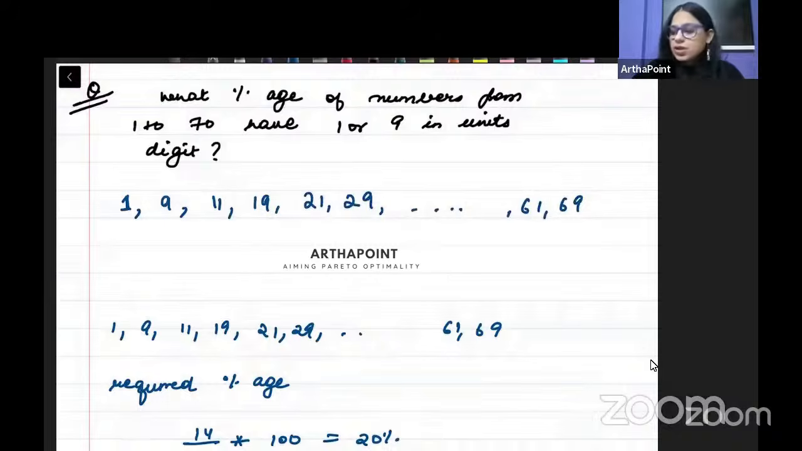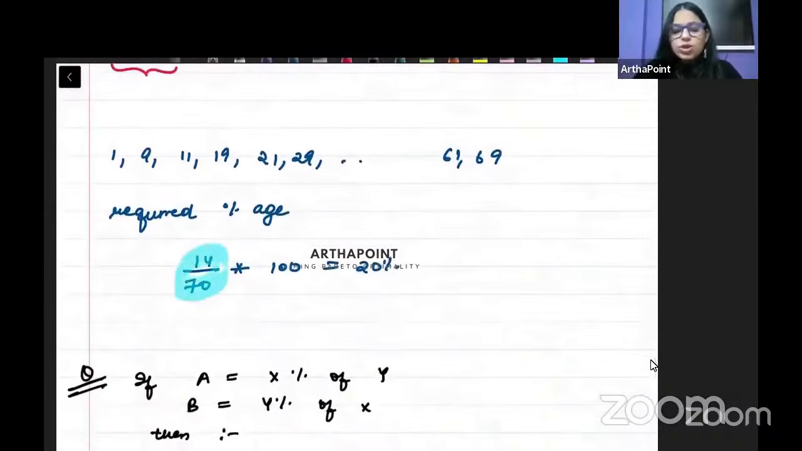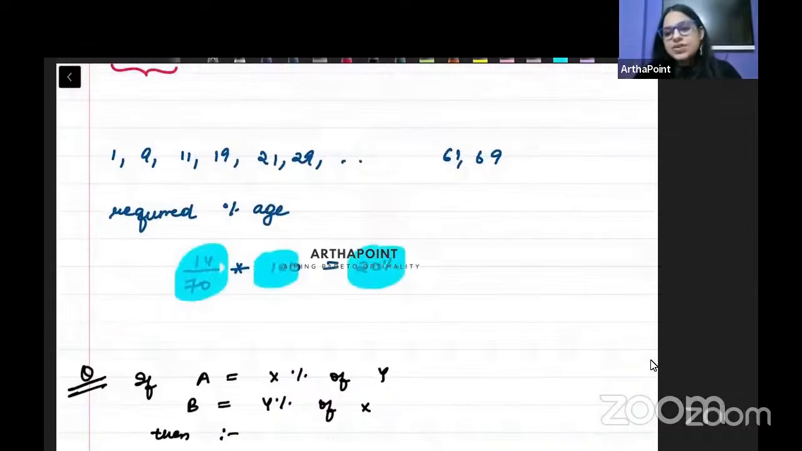Now think carefully for a moment. How many numbers for every 10 numbers? 2 numbers, 2 numbers, 2 numbers, and so on. So in every 10 numbers, I see 2 numbers. How many numbers am I taking in total? 70. So in 70 numbers, how many such numbers will be there? 14. In every 10 numbers, from 1 to 10 there are 2, then 11 to 20, 21 to 30, and so on. So in total there will be 14 such numbers which end with 1 or 9. Out of how many numbers? Out of 70 numbers. So 14 by 70 into 100, that is going to give you the answer as 20%.